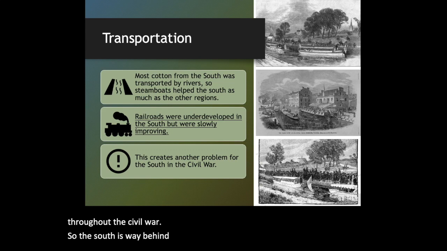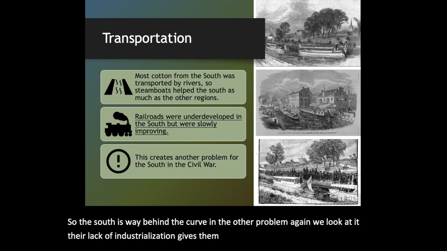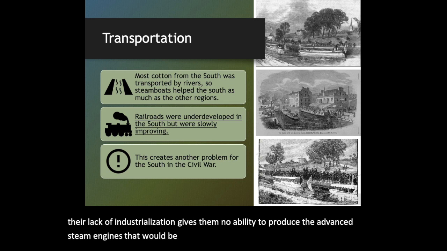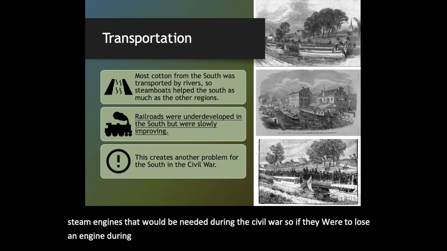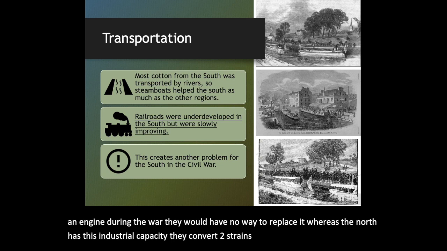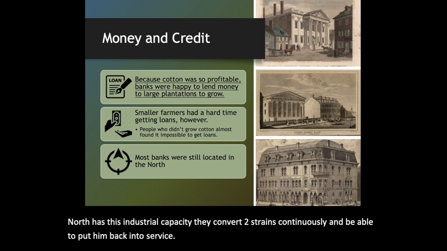And the other problem is that their lack of industrialization gives them no ability to produce the advanced steam engines that would be needed during the Civil War. If they were to lose an engine during the war, they would have no way to replace it, whereas the North has this industrial capacity that they can produce trains continuously and put them back into service.